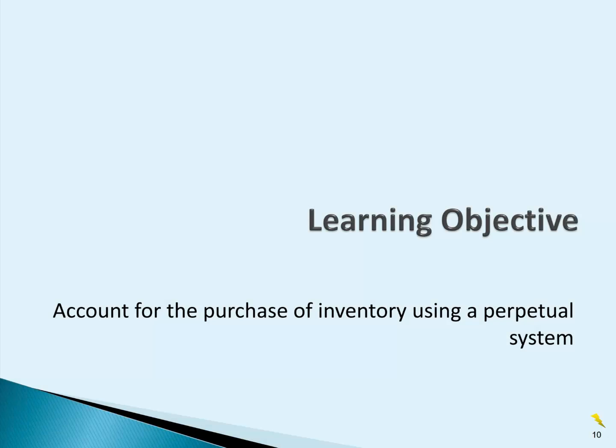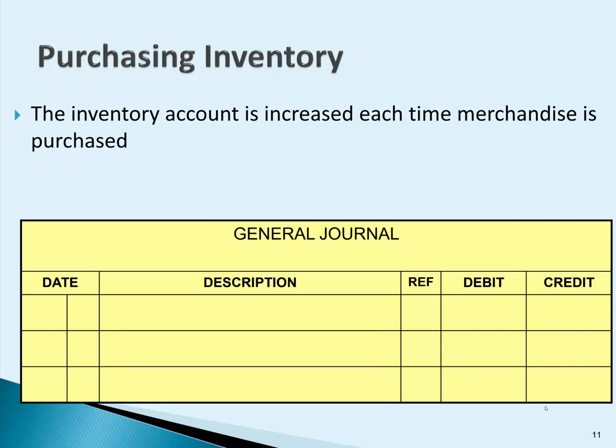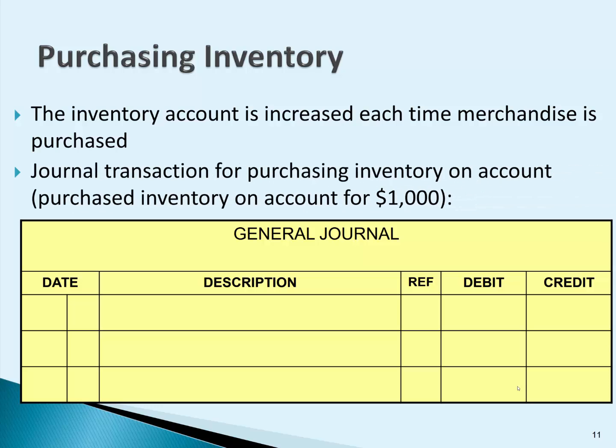The next learning objective is to account for the purchase of inventory using a perpetual system. In this system, we're going to be perpetually updating inventory. So the inventory account is going to be increased every time we purchase inventory. For example, here's a journal transaction where we're going to purchase inventory on account for $1,000.